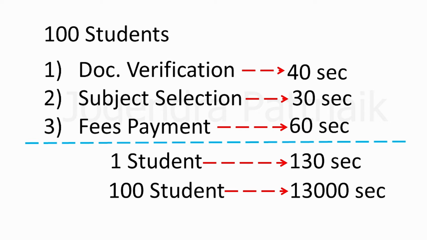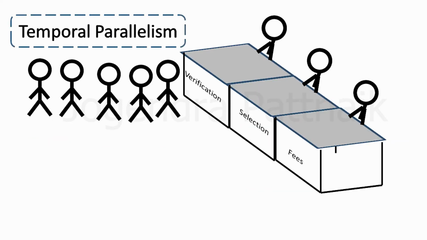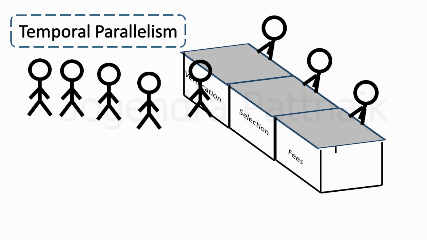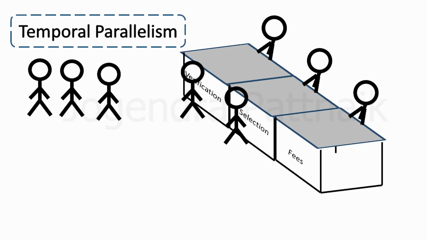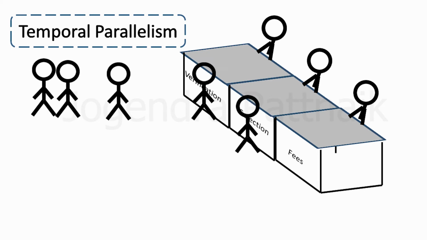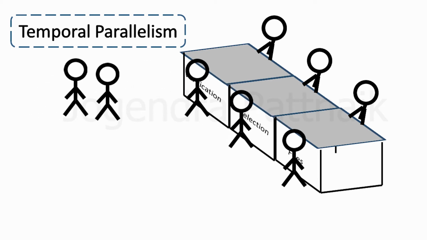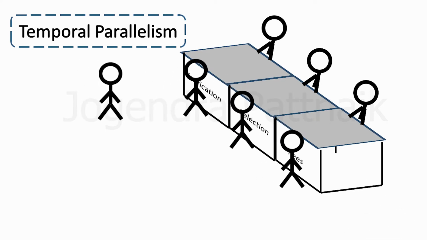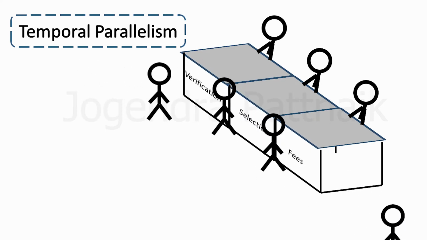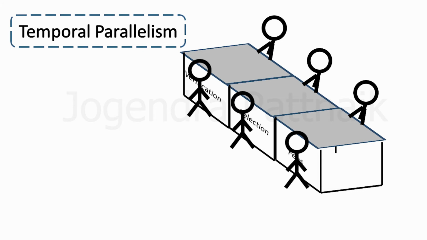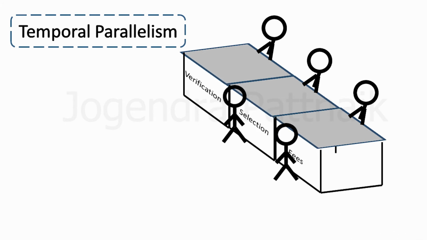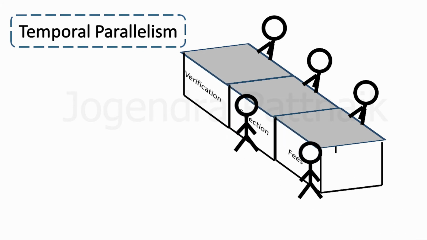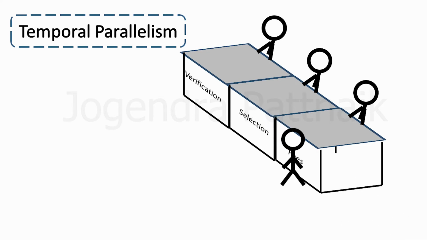Let's consider a parallel method where we have three different counters for performing three operations. Here the first counter will perform the document verification, the second counter will perform subject selection, but only after completing the first operation or process. The third counter will accept the fees. Here all the operations are to be performed sequentially. Each student has to visit all the counters one by one in the sequence to get admission.